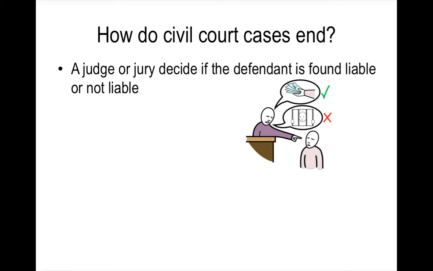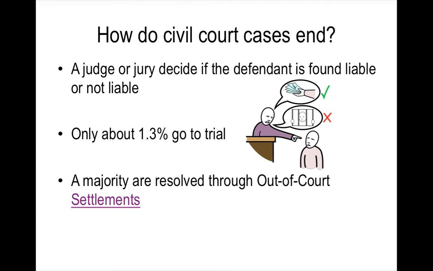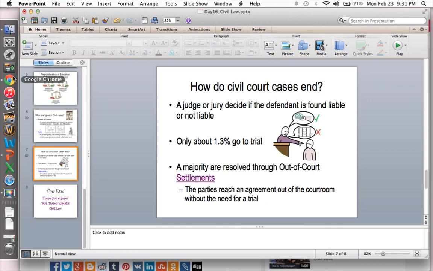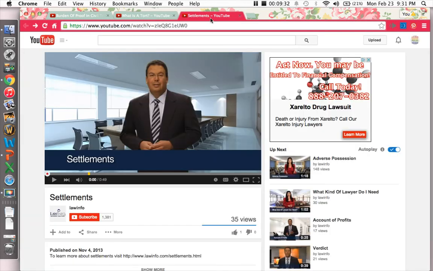Now, just like criminal court cases, a very small percentage actually go to trial. For civil court cases, only about 1.3 percent go to trial. Now, criminal court cases, again, a majority are resolved through what? Exactly, plea bargains. Well, in civil court cases, they are resolved through something very similar, an out-of-court settlement. An out-of-court settlement is where both parties, the plaintiff and the defendant, reach an agreement out of the courtroom without the need for a trial. Now let's watch another video that will help us explain what is a settlement.